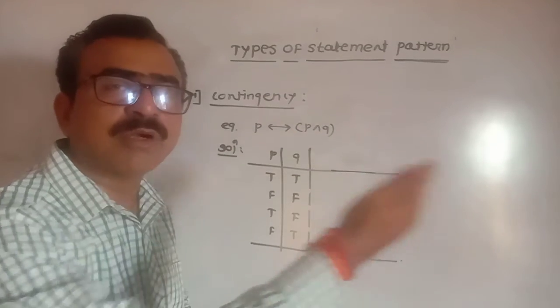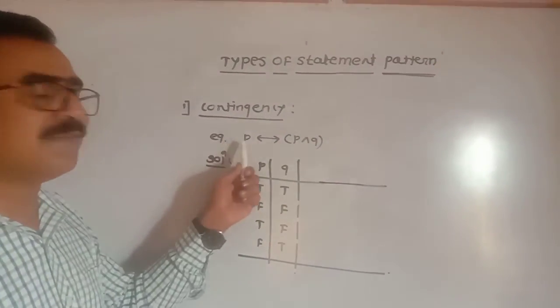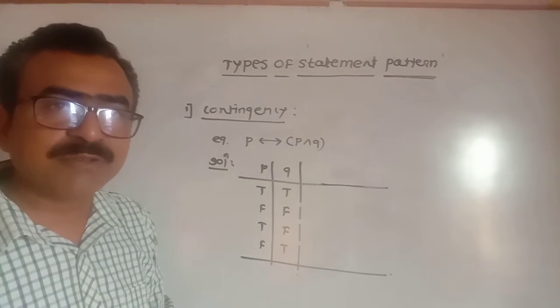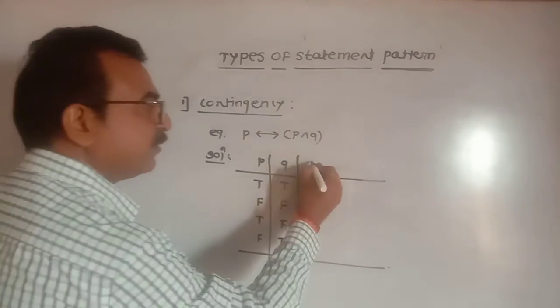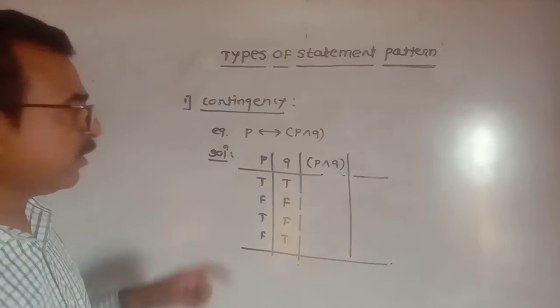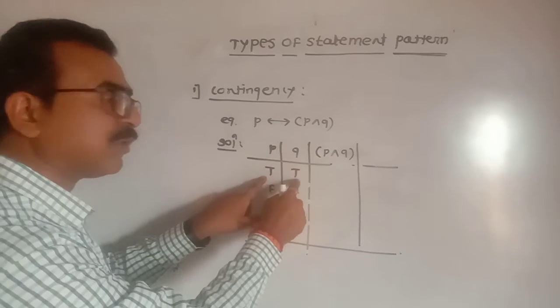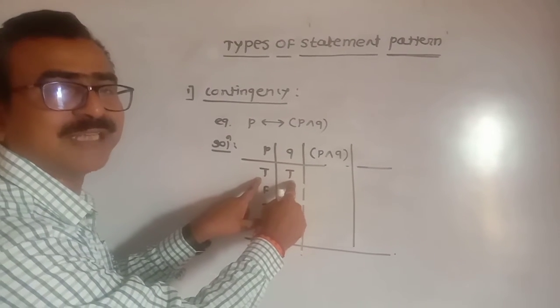Now the second rule is to again read the statement pattern and check whether any negation is given or not. Then solve the simple bracket and lastly solve the square bracket. In our statement pattern there is no negation, so solve the simple bracket, that is P conjunction Q. P is available in our truth table, Q is also available, so take the conjunction.